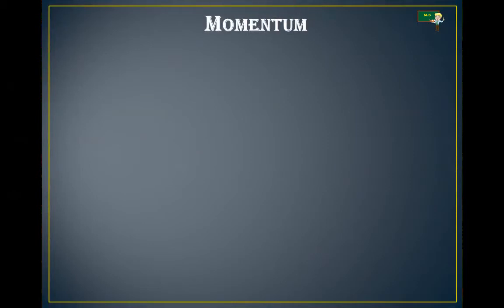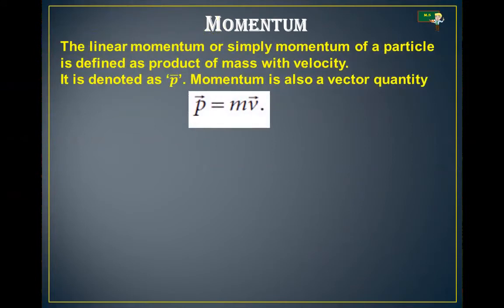Now let's see what momentum explains. The linear momentum, or simply the momentum of a particle, is defined as the product of mass with velocity, and momentum is denoted by the vector p. Momentum is also a vector quantity which has magnitude and direction. So p is equal to m into v, that means mass times velocity.